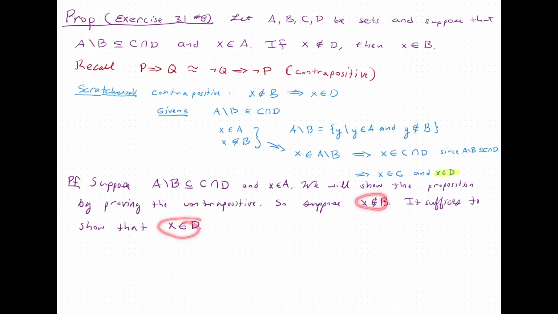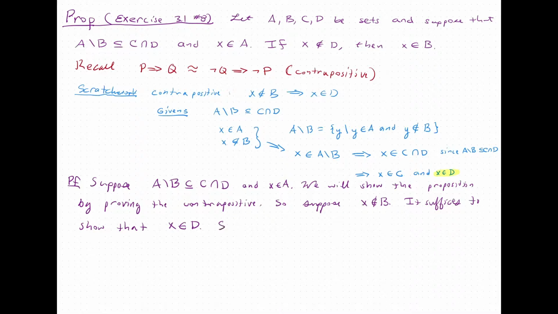Alternatively, you can say that you're going to show the proposition by proving the contrapositive, colon, and then say, if x is not in B, then x is in D. And so you can then rewrite that. Those are perfectly valid. So now we go through our arguments.